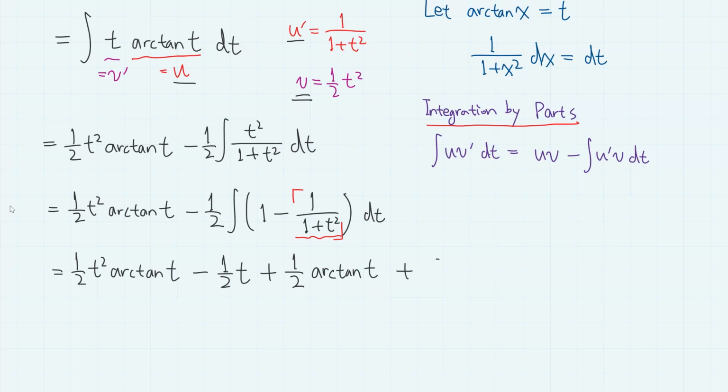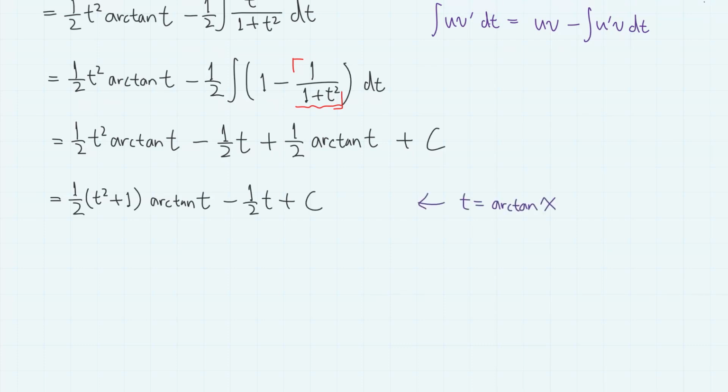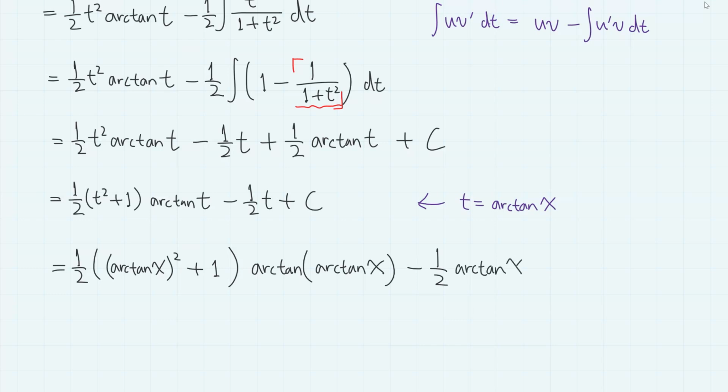So we have this plus constant c, and let's write this as 1/2 times t squared plus 1 times arctangent t minus 1/2 times t plus c. So changing back to x, we have 1/2 times arctangent x squared plus 1 times arctangent x minus 1/2 arctangent x plus c.